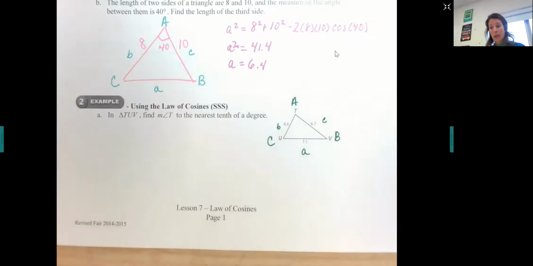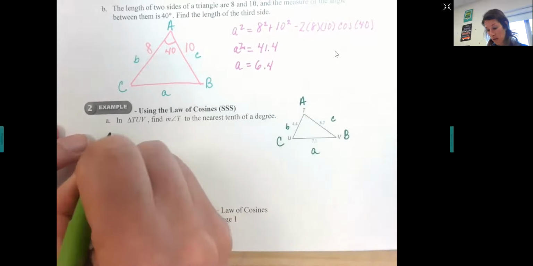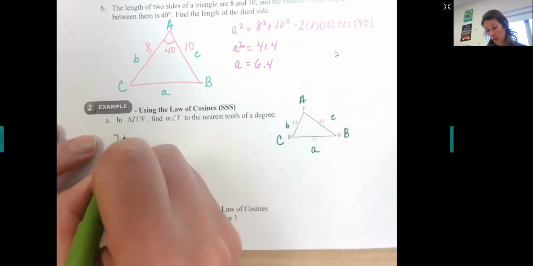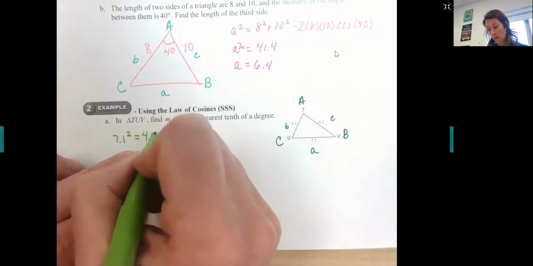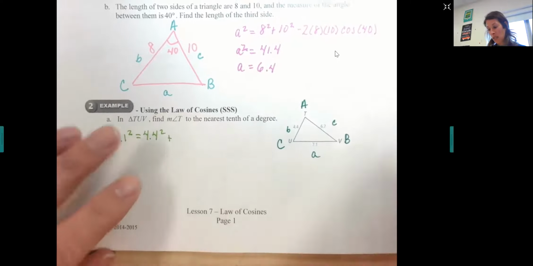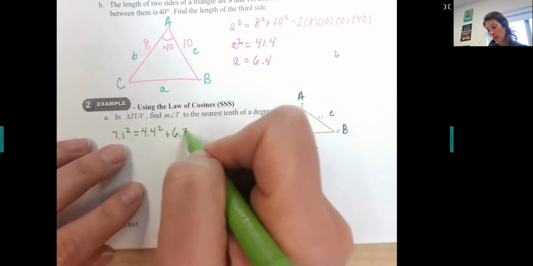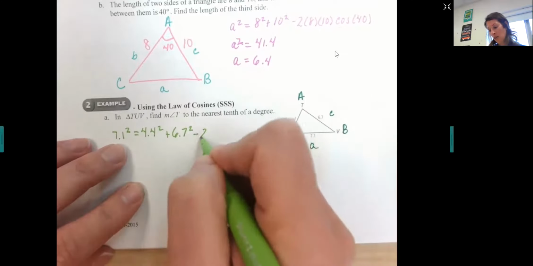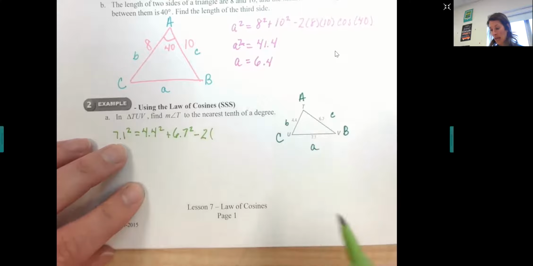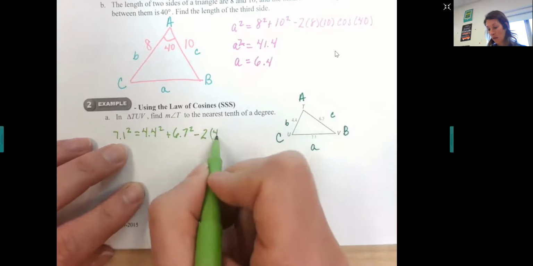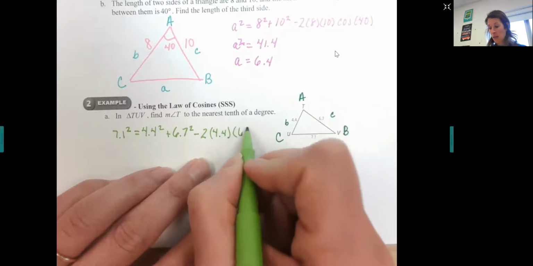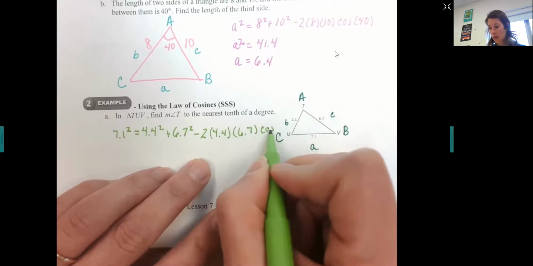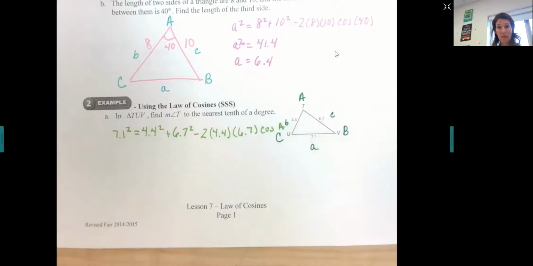Now we're going to write our equation. Our equation is a squared, which I have, so 7.1 squared is equal to b squared, 4.4 squared, plus c squared, 6.7 squared, minus 2 times b, 4.4, times c, 6.7, times the cosine of A. We don't know A.